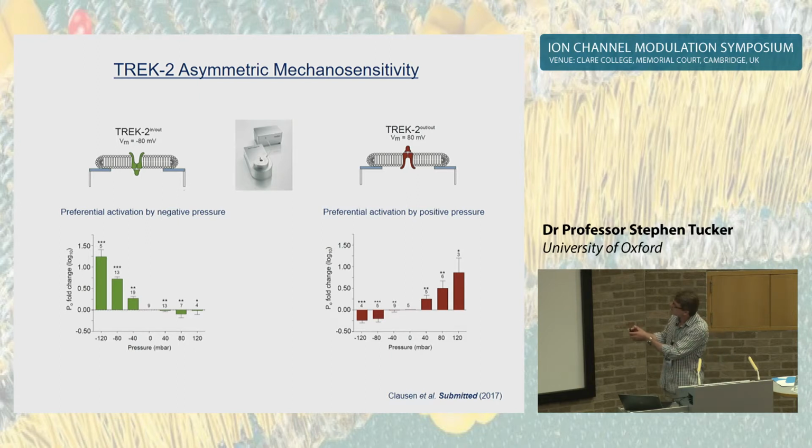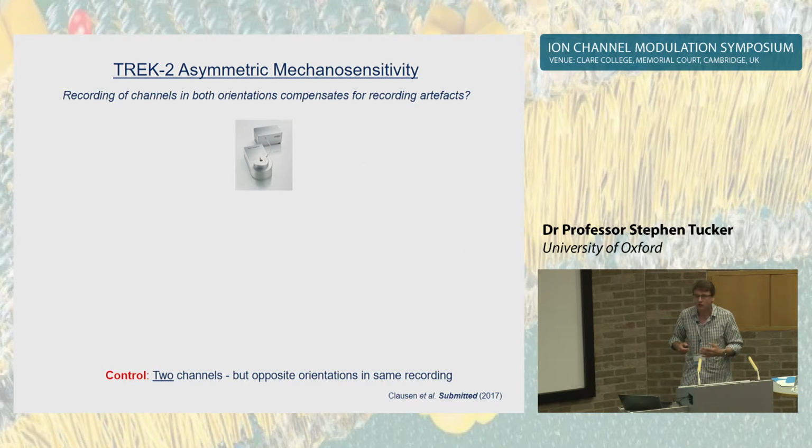But this is just a cartoon here. There's bound to be some kind of complex geometry, and certainly this is not to scale. Only one of the leaflets adheres to the bilayer. Perhaps this is an artifact of our recording system. So we thought, well, an important control might be to take a situation where you've got two channels in the same bilayer, one in one orientation and the other in the other orientation, and apply positive or negative pressure, and see if you can get simultaneous inverse regulation of those two channels.